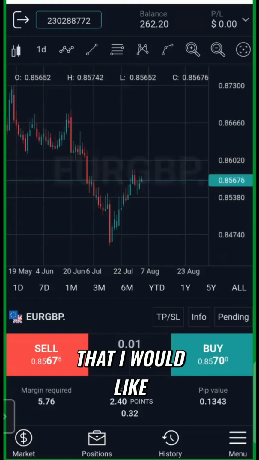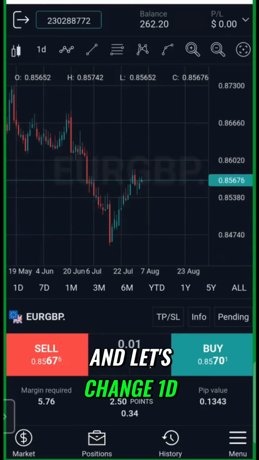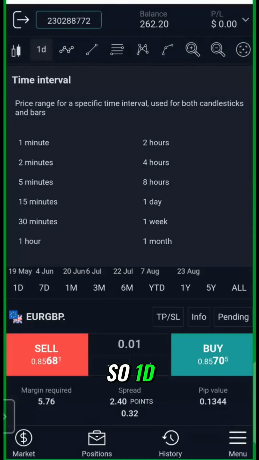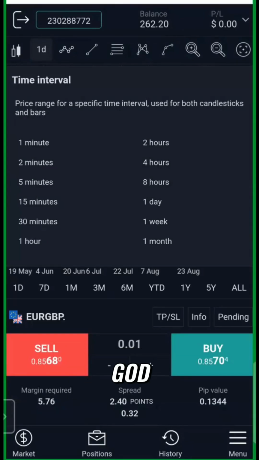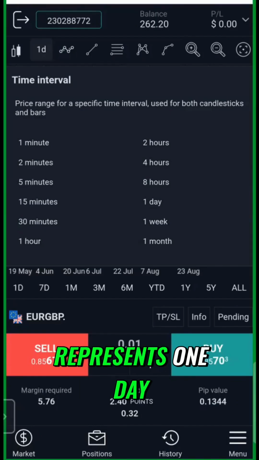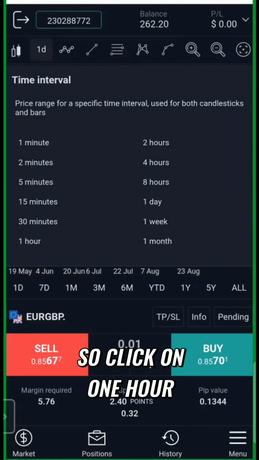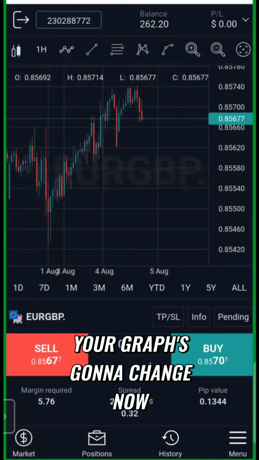The first thing I would like you to do is look at the top left corner, and let's change 1D to 1H. This is the time intervals that we discussed last time. Every candle now represents 1 day, but we're going to change that back to 1 hour. So click on 1 hour, please. Wonderful. Now you see your graph change.